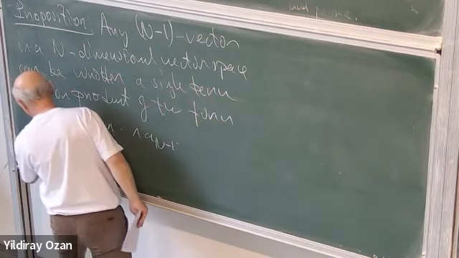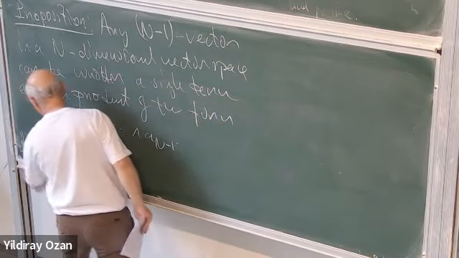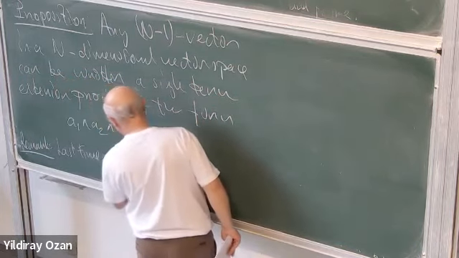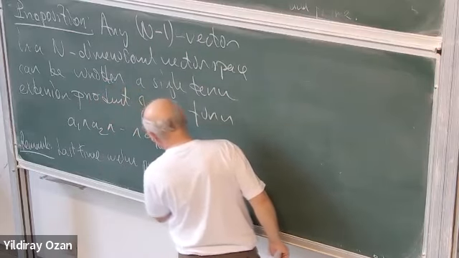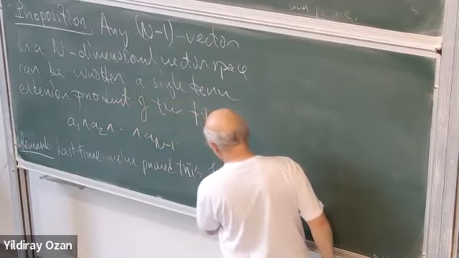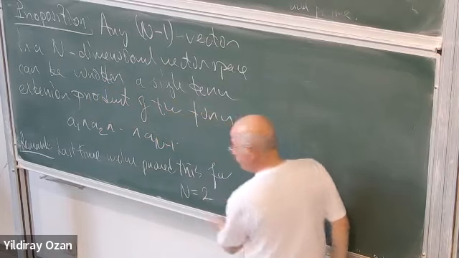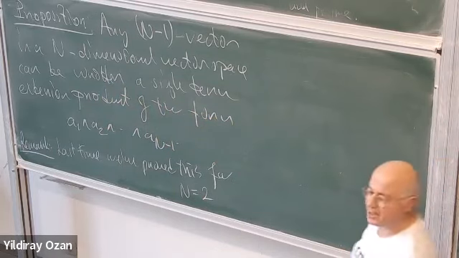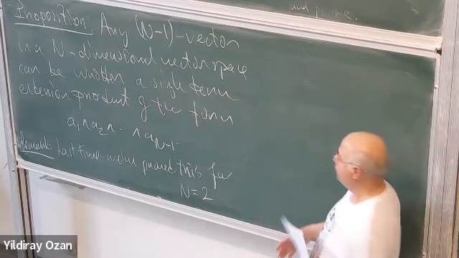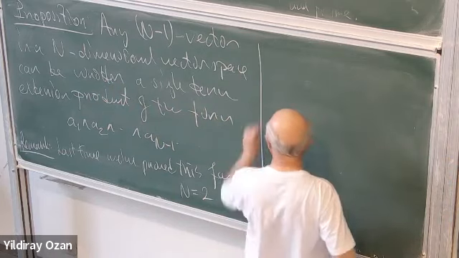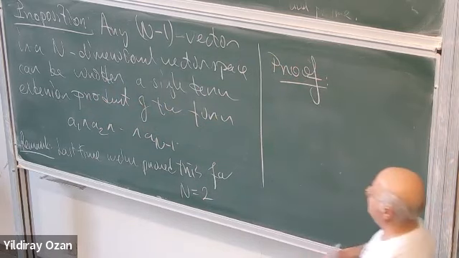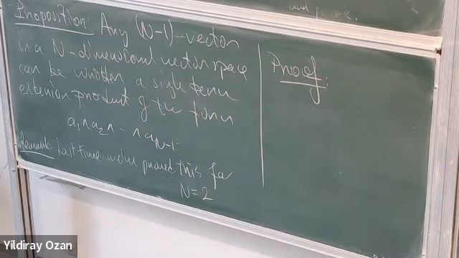So remark: last time we had proved this for n equals 2. But it gives the idea of the proof. Okay, now we will do this in general. Now this is what we are going to do. Okay.